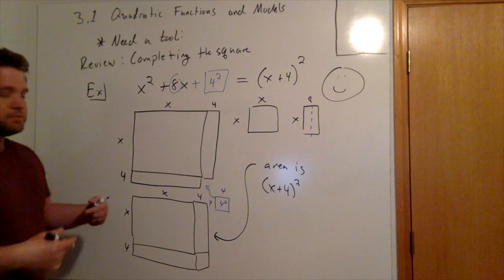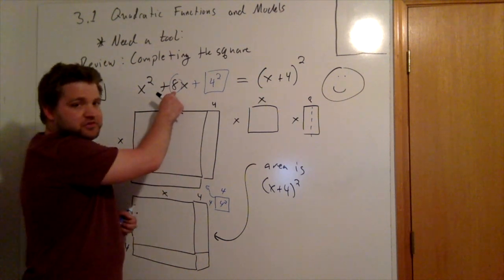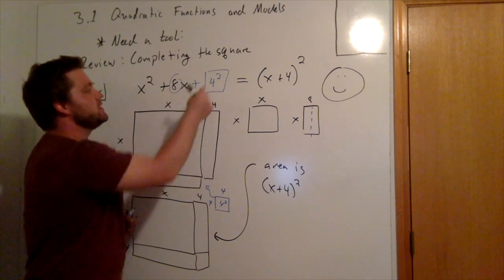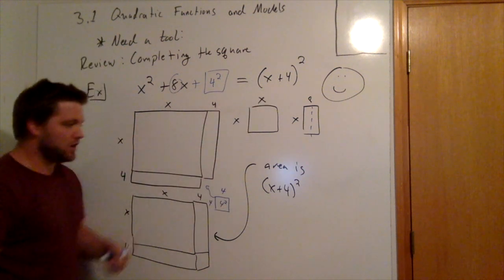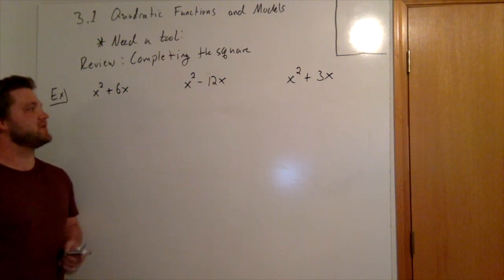So whenever we complete the square, what we're always going to do is look at the coefficient in front of the x, cut that in half, and square it. When we add that, it'll factor into a perfect square. Let's do a couple examples. Go ahead and pause the video and try these out on your own.